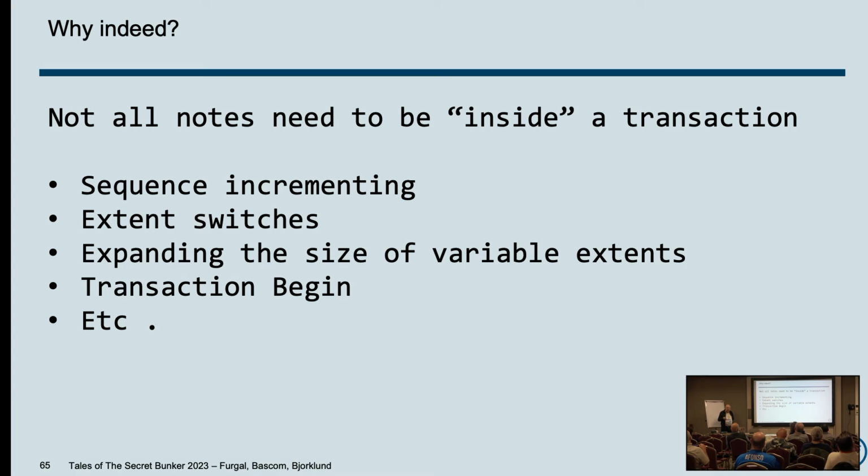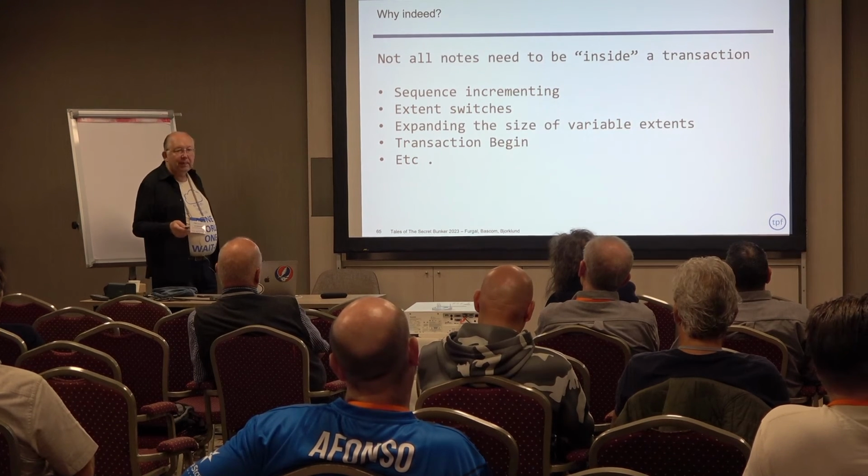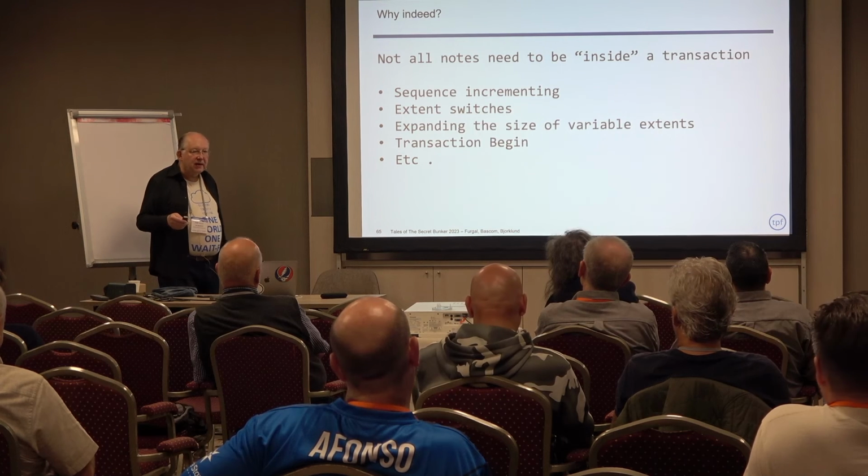Like when there's an after image extent switch, a note gets generated for that. When variable size extents are expanded, then you get some notes for that. And obviously, transaction begin has to execute outside of a transaction in order to be able to start one, and so on. So there's a number of operations where there's no transaction.